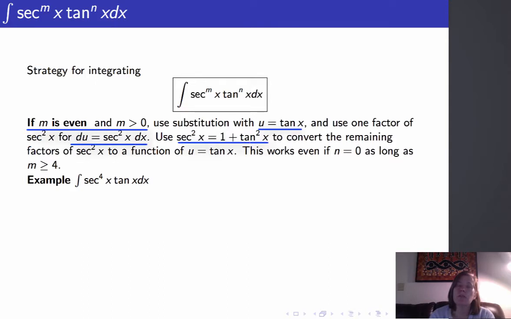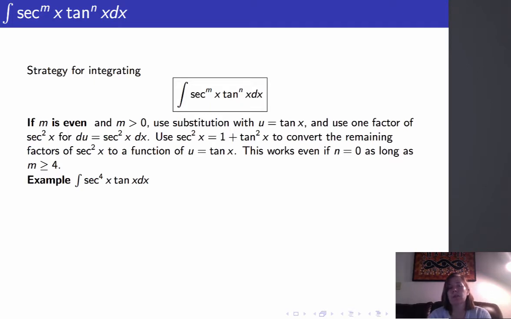if m is even and m is greater than 0, we can make the substitution u equals tangent of x and use one of the factors of secant squared of x to replace du. And then the other secant squared of x's can be converted into functions of tangent of x using the formula secant squared of x is 1 plus tangent squared of x. This is going to work even if the power of tangent is 0, as long as m is greater than or equal to 4. And of course we can deal with the integral of secant squared directly.